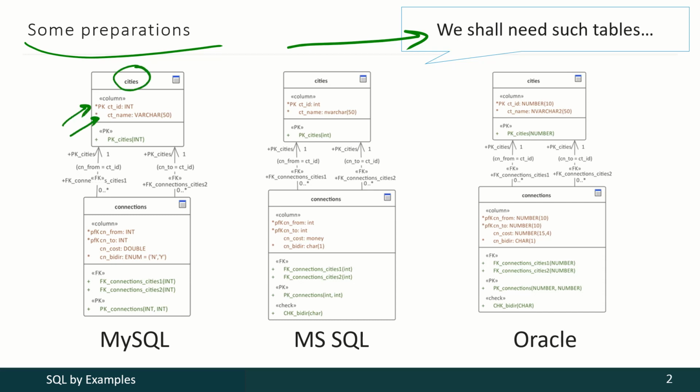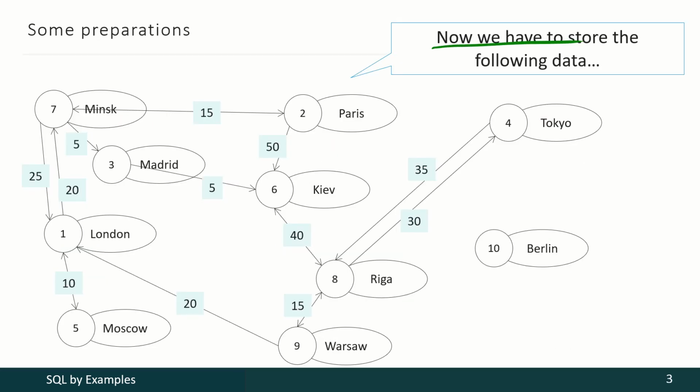The second table will contain information about connections between cities. That information will include the source point, the destination point, the cost of transfer between those points, and there will also be information about whether this connection is bidirectional or not. We see that for all three DBMSs those structures are the same, and then we shall store the following data there.